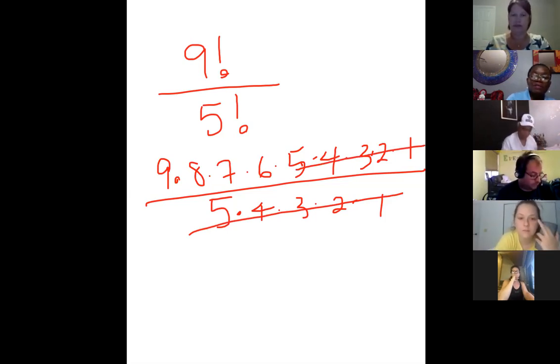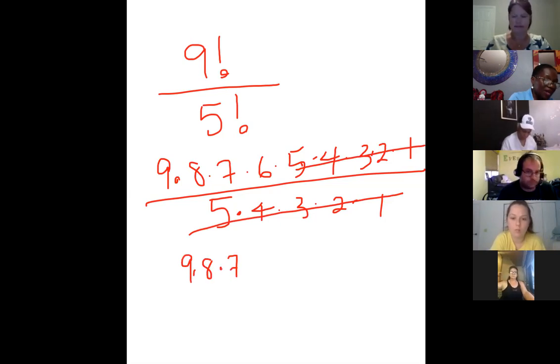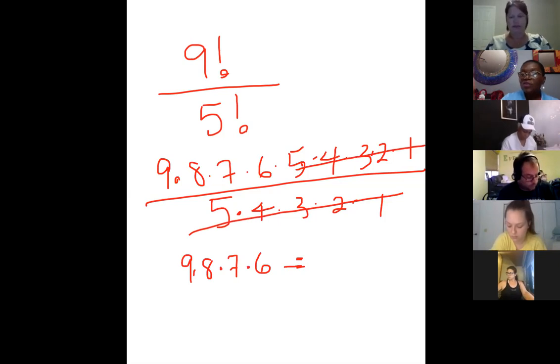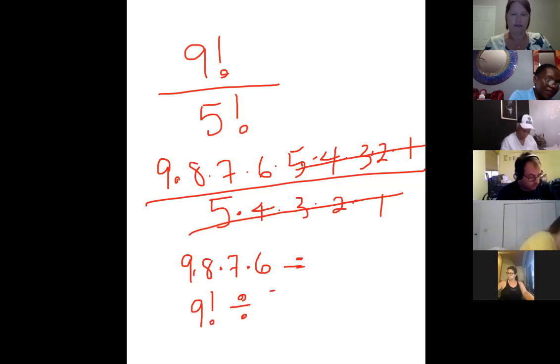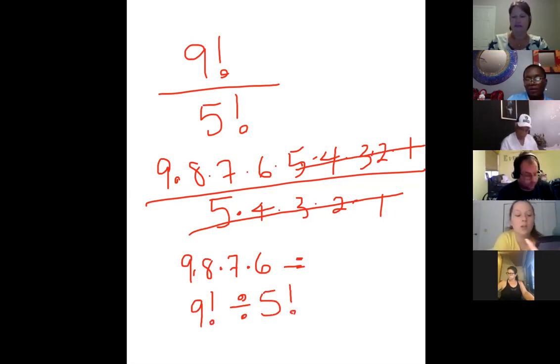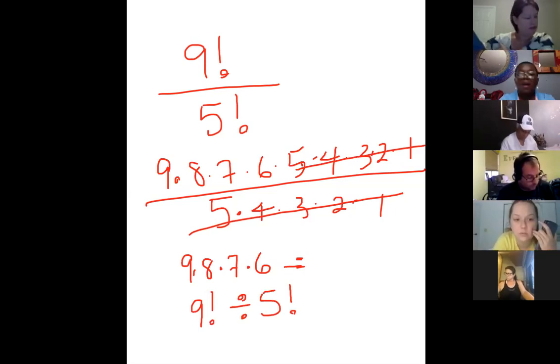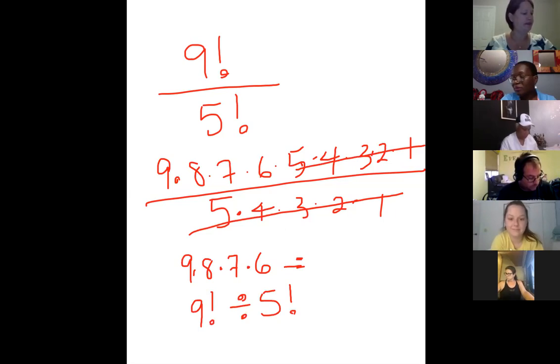What you would have left over once you simplify them out is 9 times 8 times 7 times 6. So you multiply all of these numbers together to get the answer. Now, you have calculators that can do this for you. If you do this on the calculator, you do 9 factorial divided by 5 factorial and let the calculator do it for you. I got 3,024. That sounds about right, it's a very large number.